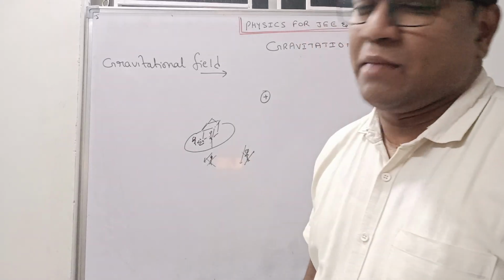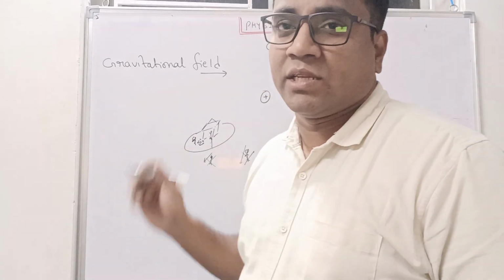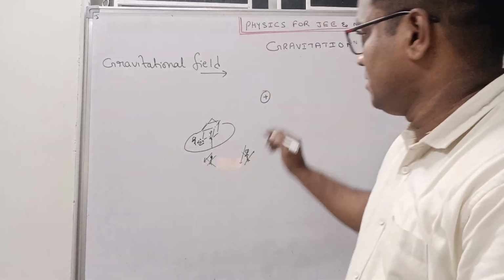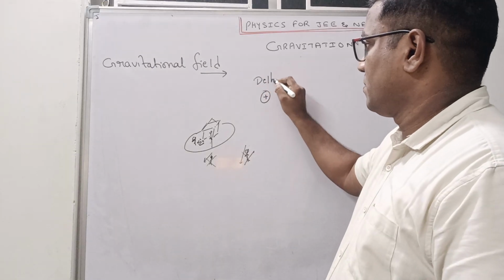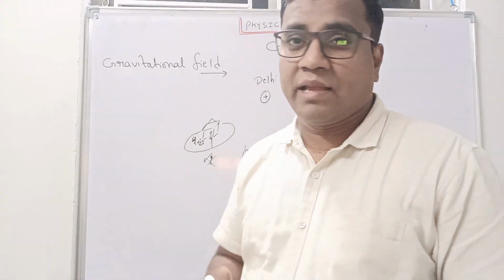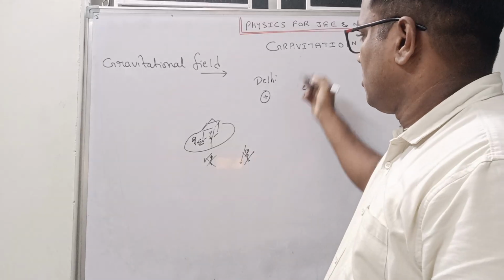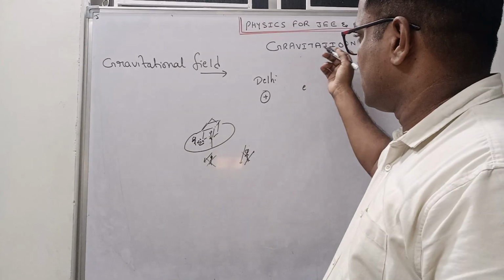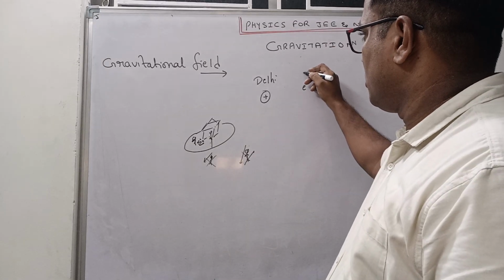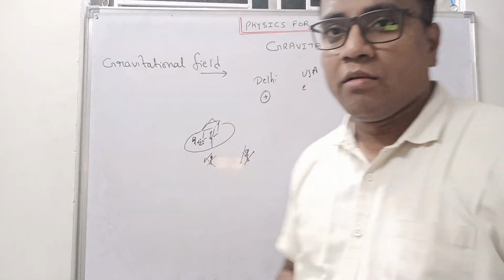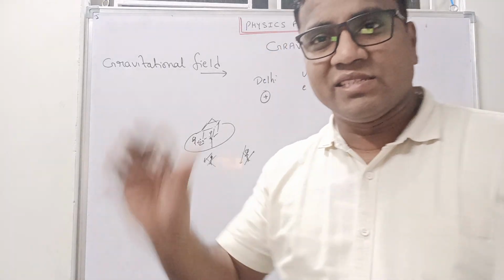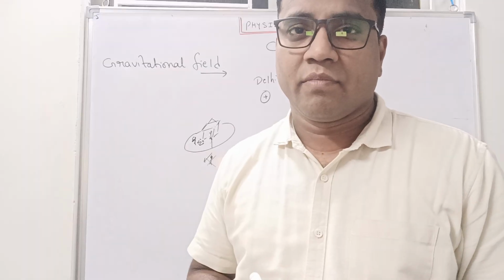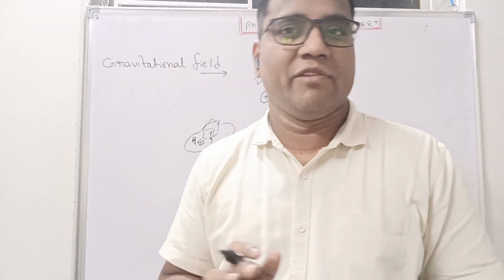Now you tell me, I am saying that one charge is there, positive charge. It is in Delhi. And one electron is there, which is, for example, we will say it is in America. One is in Delhi, one is in America. Both will attract? No, it will never. Right?